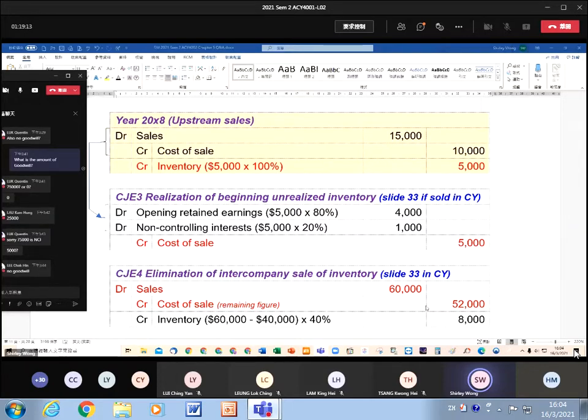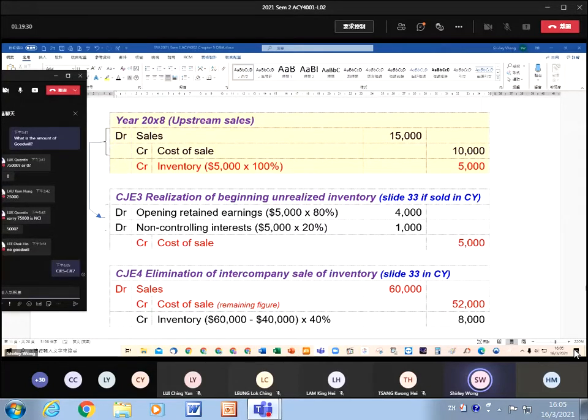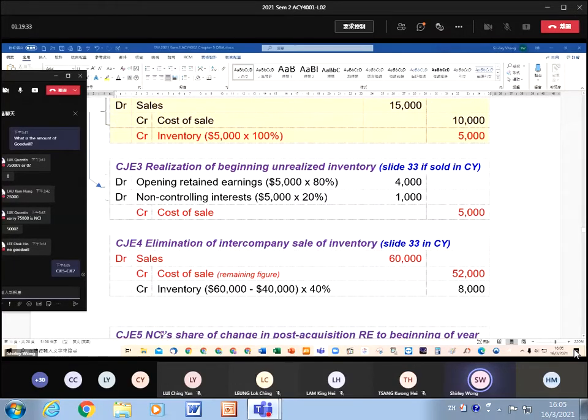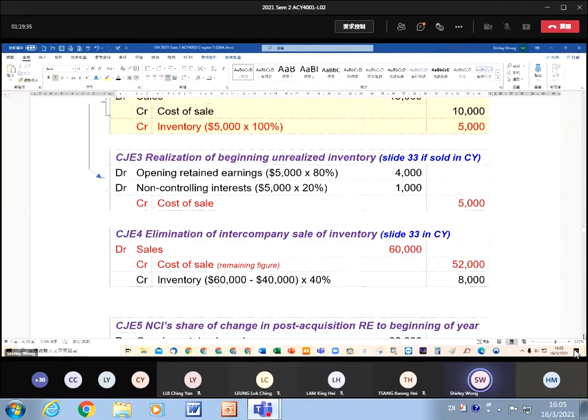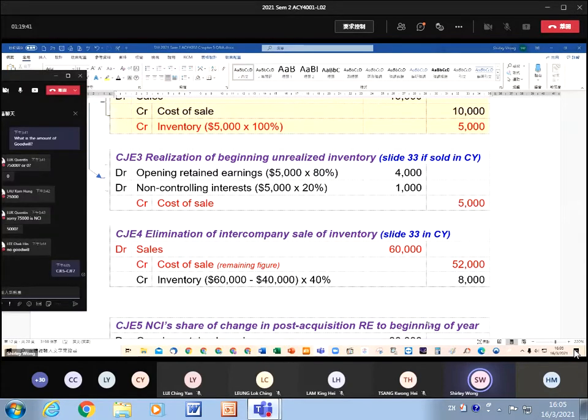So see if you have any questions regarding CJE 3 and 4. If no, I will give you another 5 minutes to prepare the next three entries, that is CJE 5 to CJE 7. These three entries are all related to NCI. For CJE 5, what you need to do is prepare the entry for the NCI share of the change in the post-acquisition retained earnings at the beginning. This is the first I would like you to prepare.